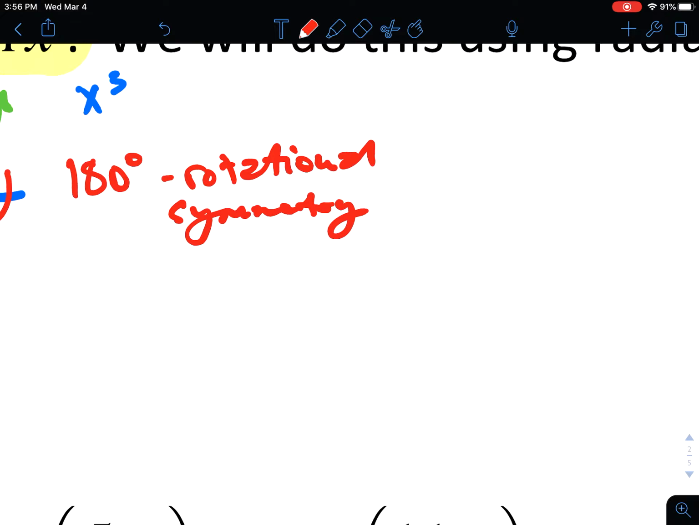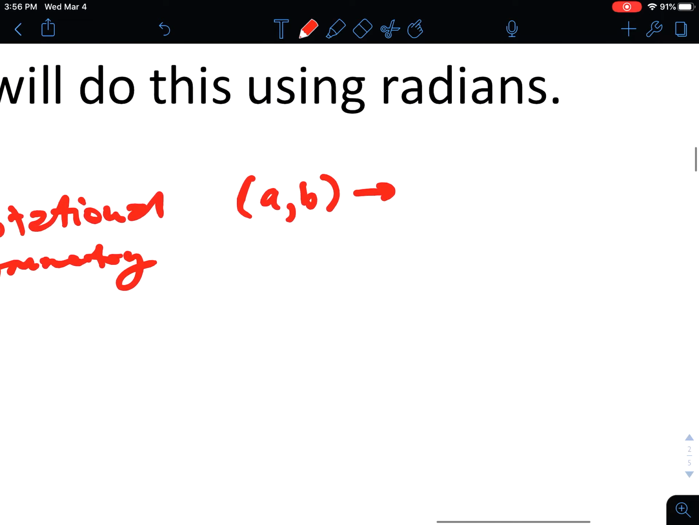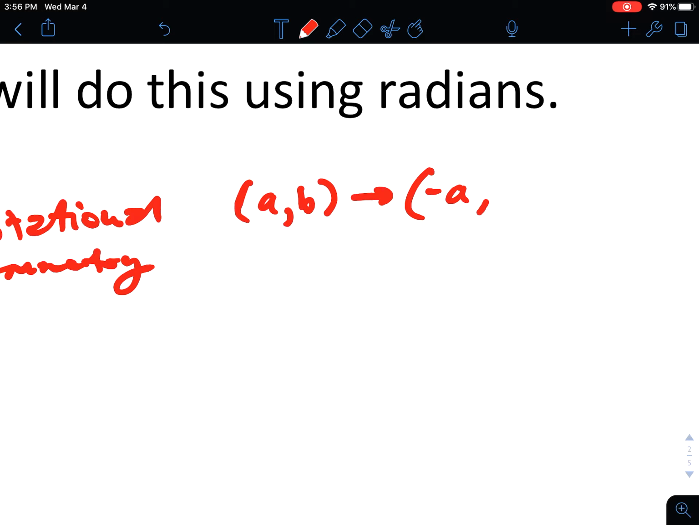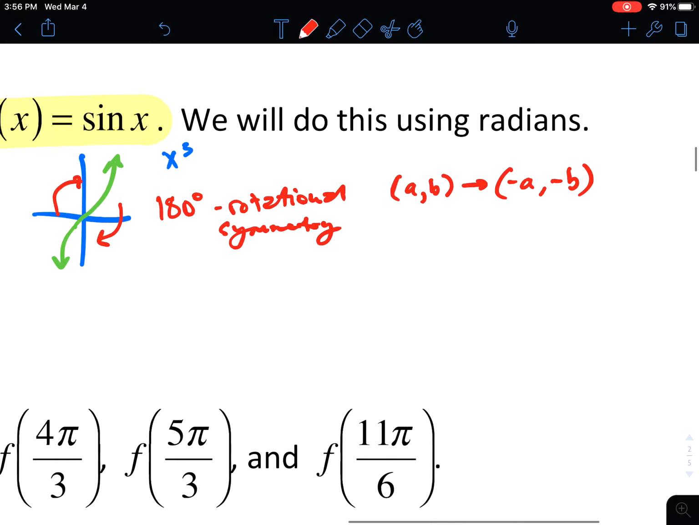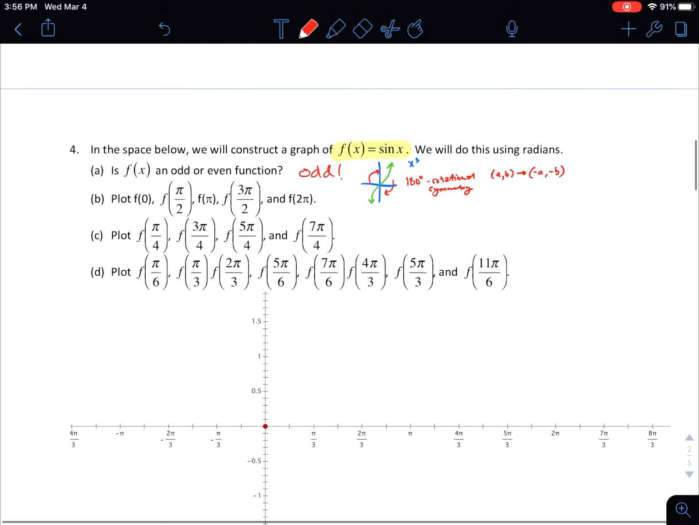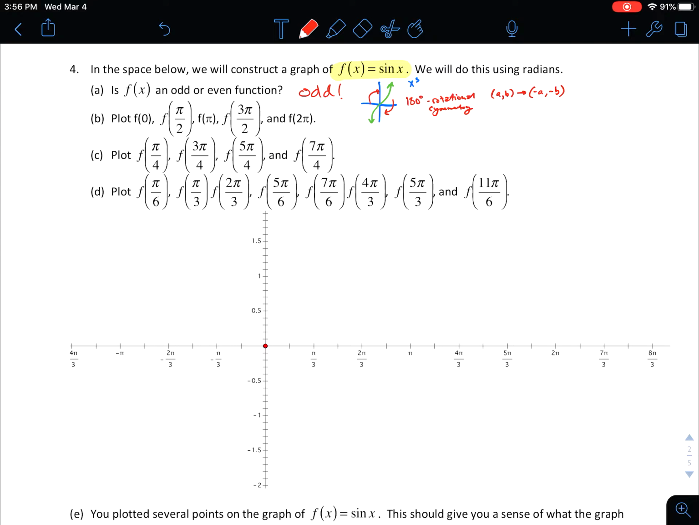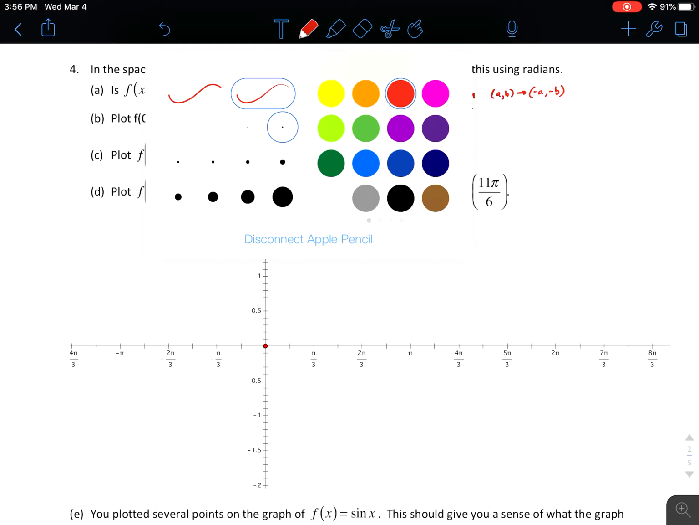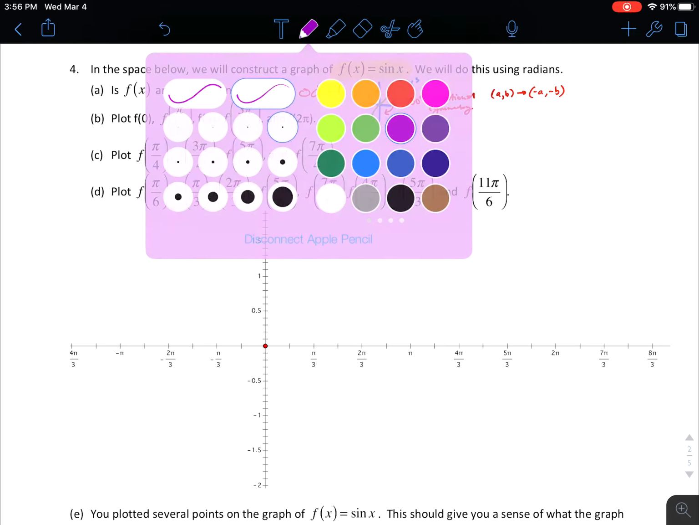And we saw the fact that for any point a comma b, we would also have the point negative a comma negative b. And so these are the two things that I want to keep in mind as I'm graphing the sine function. This should be true for sine as well. So let's start out by plotting some data points. Now let's do the sine curve in a beautiful purple, shall we?